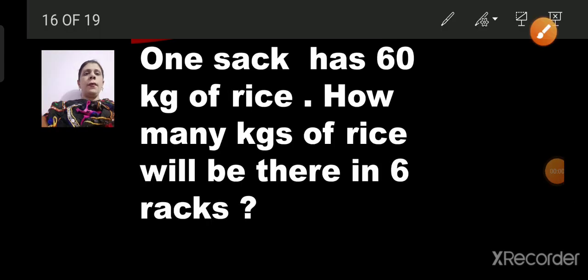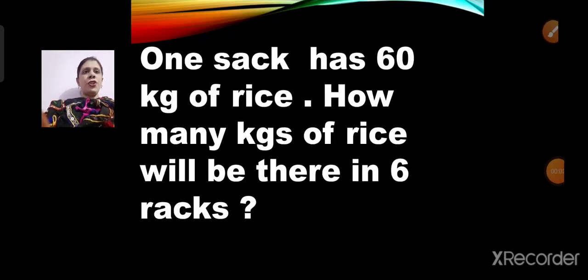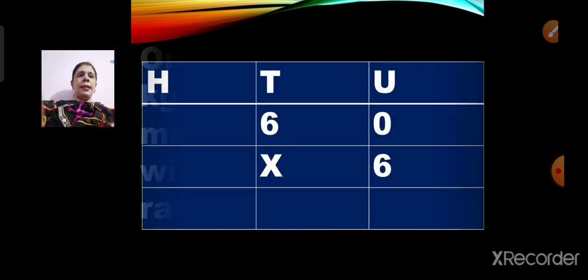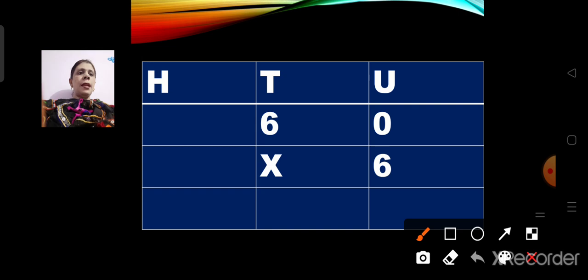Okay. So one sack has 60 kg of rice. How many kg of rice will there be in 6 sacks? Now in one sack there are 60 kg of rice. How many kgs of rice will there be in 6 sacks? Let us see. 60 multiplied by 6. We have arranged the number according to the place value. Now we will start multiplying.